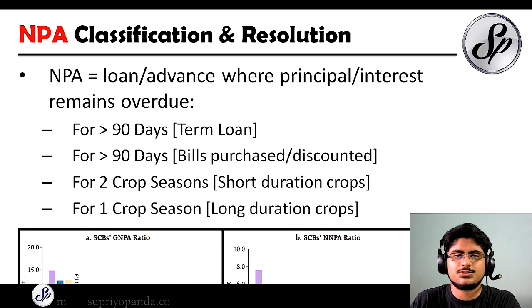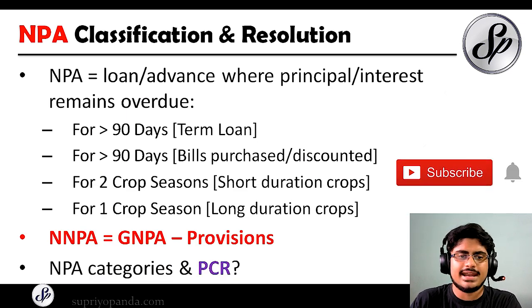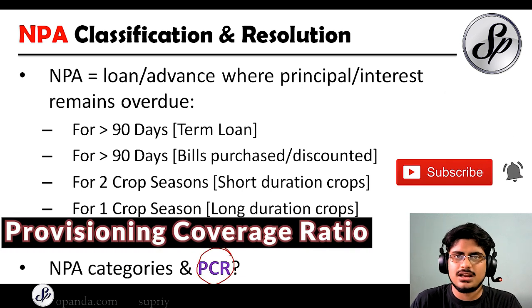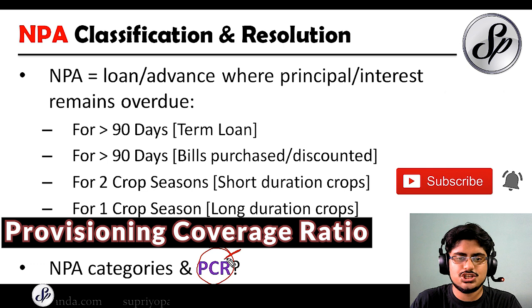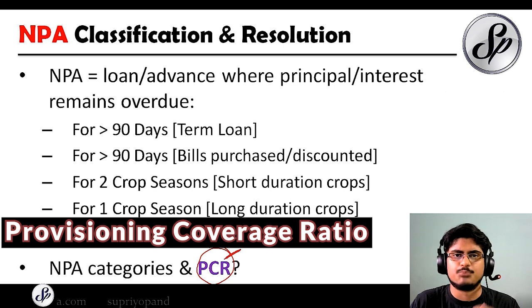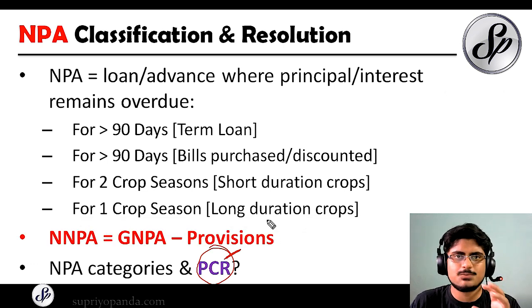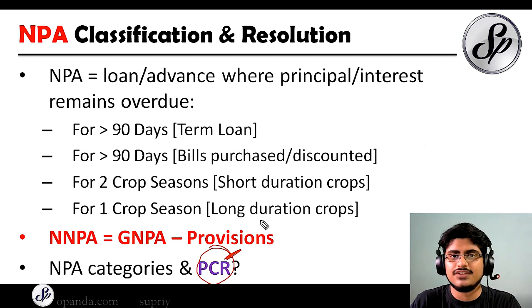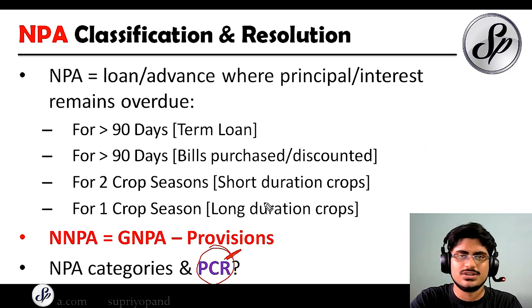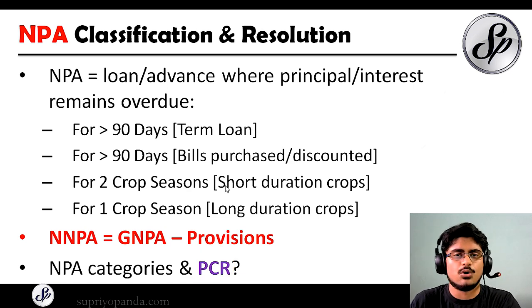So basically this was the RBI's report, and now coming to the NPA categories and the PCR. So what is the PCR? It is the provisioning coverage ratio. This means the percentage of the provisions that you need to make as per the tenure of your loan or as per the kind of loan that you have given. So we are going to take a look at the PCR norms, the different percentages of provisions you have to make, and the various categorizations of an NPA.